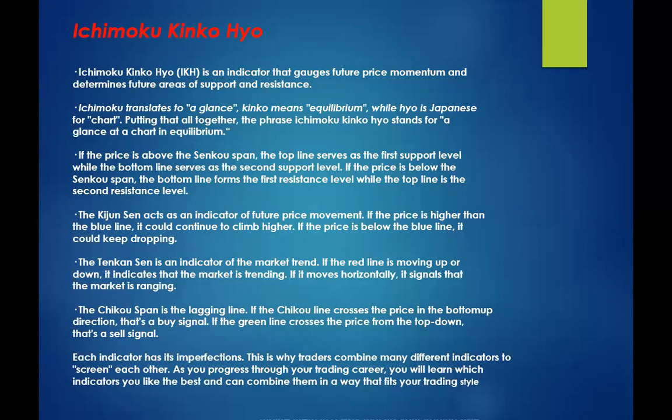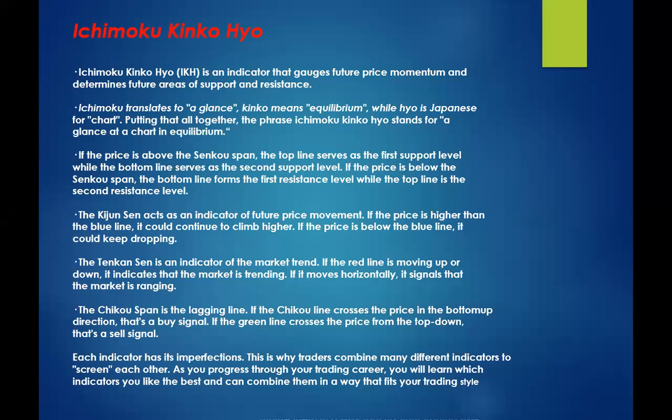Ichimoku is an indicator that gauges the future price momentum and determines future areas of support and resistance. Ichimoku translates to a glance. Kinko means equilibrium, while Hyo is Japanese for chart. Putting that all together, the phrase Ichimoku stands for a glance at a chart in equilibrium.